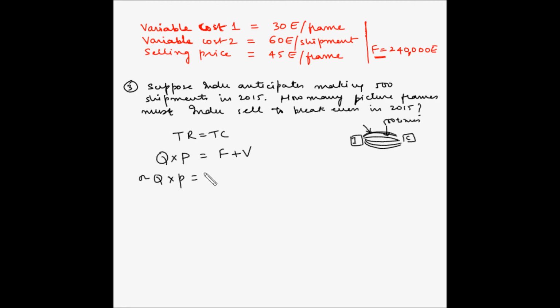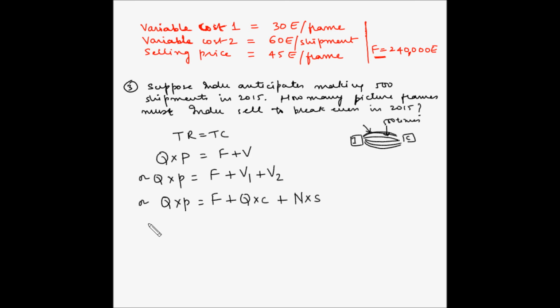Now in our case we have two variable costs. One is the cost of purchasing these frames, and second is the processing cost for each shipment. So our formula becomes Q multiplied by P is equal to F plus, now V1 is the multiplication of number of units sold and the unit cost, and V2 is the multiplication of number of shipments and the cost per shipment.